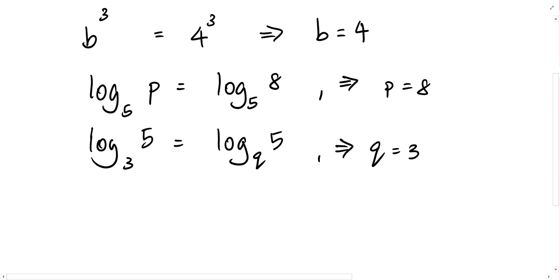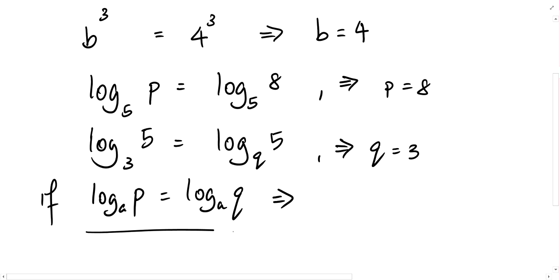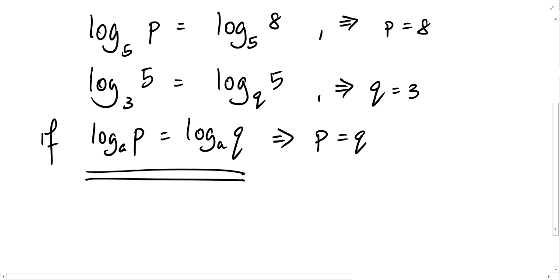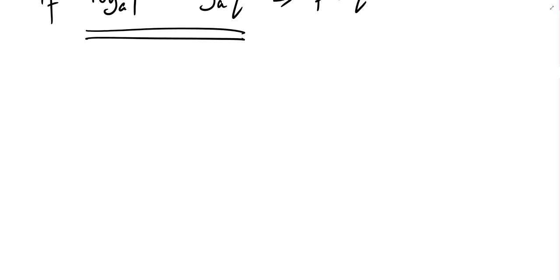So this is where we have the next law, the next thing that we need to know. Log base a of p equals log base a of q. If we have this condition, then you should be able to conclude that p equals q. Make sense? It's almost like I don't even have to introduce it to you because you know it. That's what this topic is about. Let's see how this can be applied.